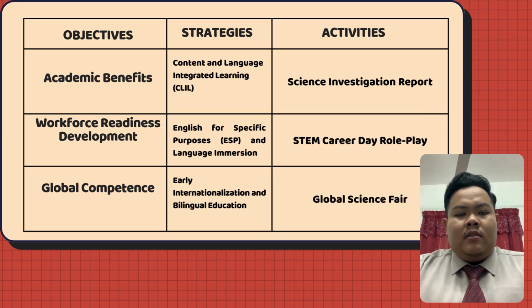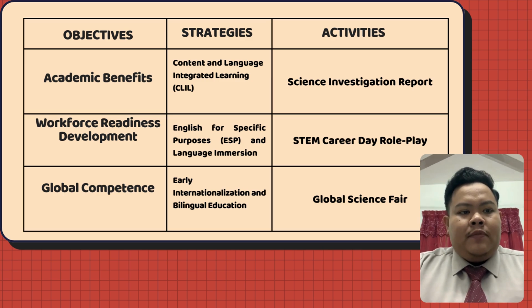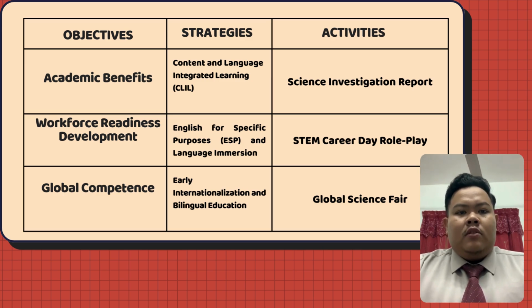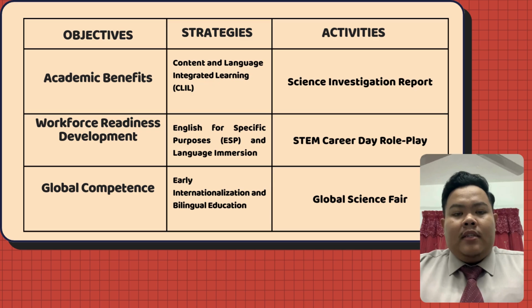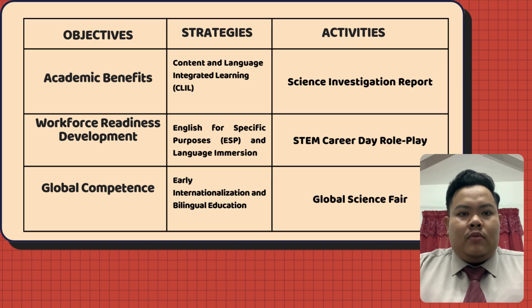Last but not least, the objective is global contents. So the strategy is early internationalization and bilingual education. Another key part of DLP is starting English learning early and supporting bilingual education. This means students use both English and their mother tongue in school.